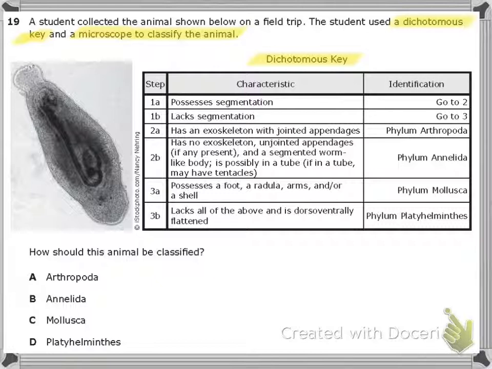Let's look at number one. Possesses segmentation, lacks segmentation. Well, the first thing we need to do is figure out, okay, what the heck is segmentation? Well, if we don't know what that is, it does sound like segregation, right? And segregation means to separate, right? So segmentation is kind of like a relative of that.